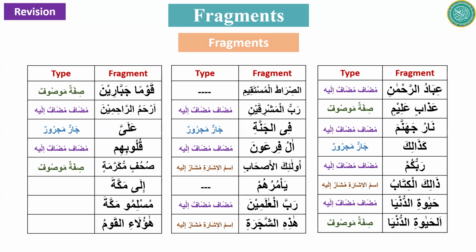Ila Makkata. A jar majroor. Why not Makkati? Because it is partly flexible. It is a name of a place, and it does not show its status when it is in jar status. Yeah.